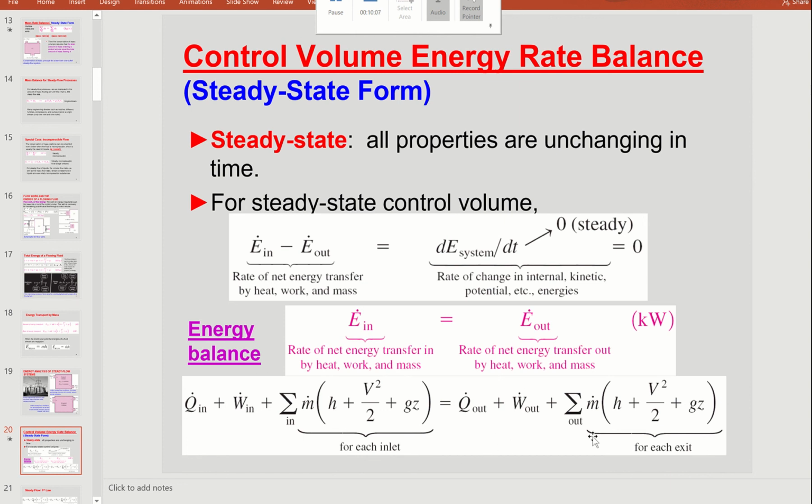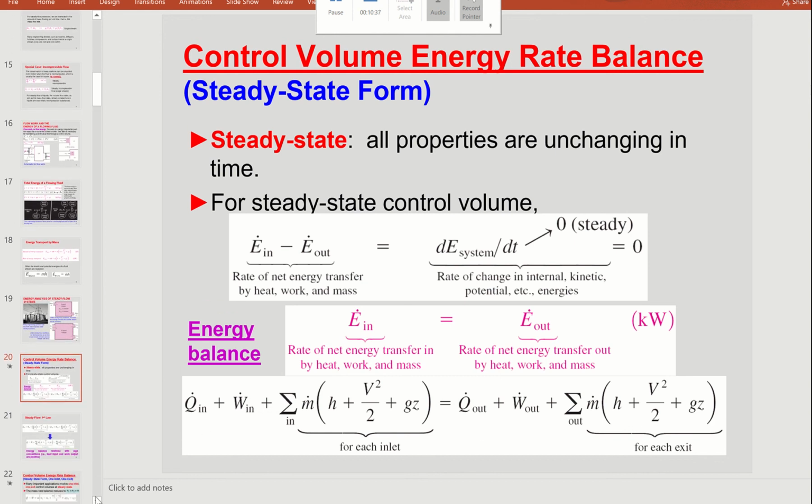Coming out is pretty much a mirror image of what you have here. There's heat coming out; you could have a system where heat is leaking out. You could have work done by the system, work out of the system. For example, a piston being expanded, being pushed up. Also, you have the mass flow rate leaving the system. So then you have mass flow rate times H plus half V squared plus GZ. So that is our big equation for energy conservation.